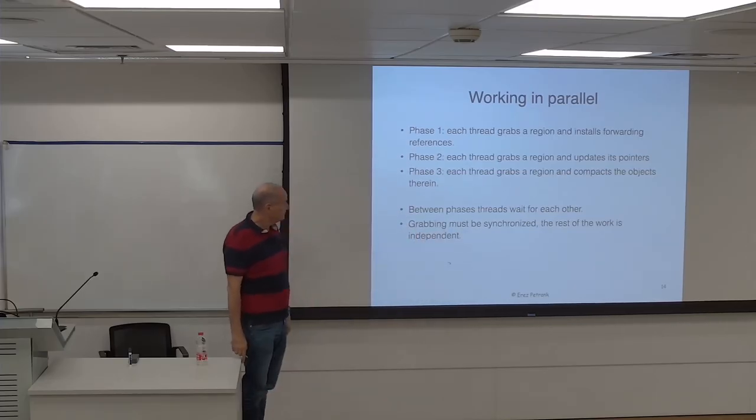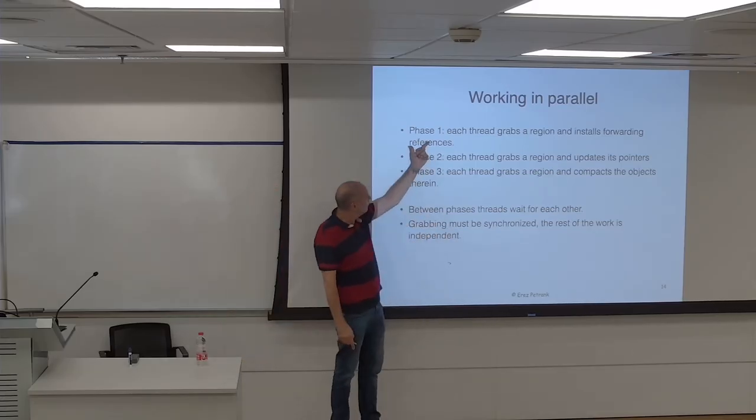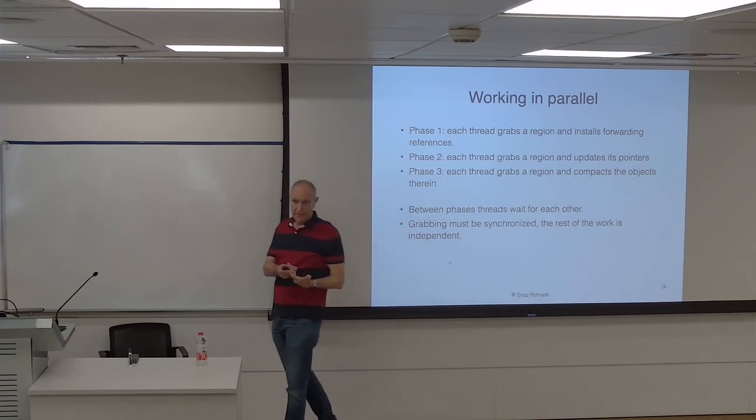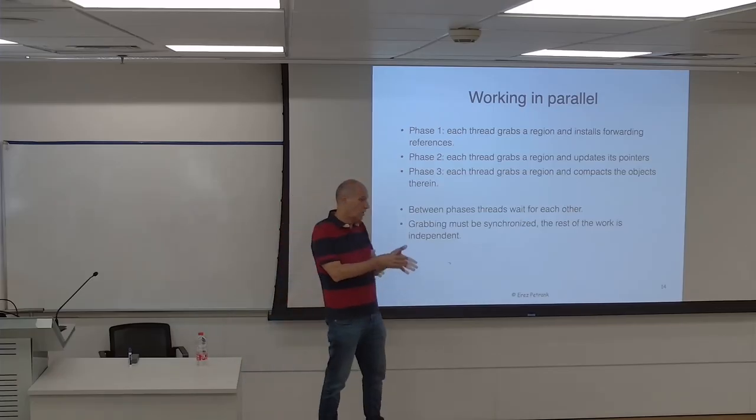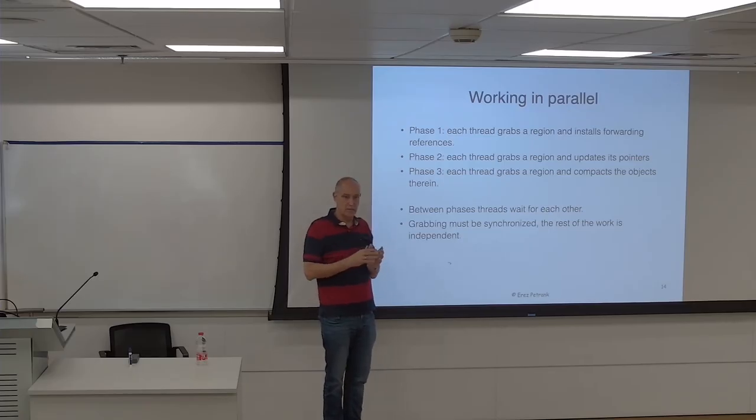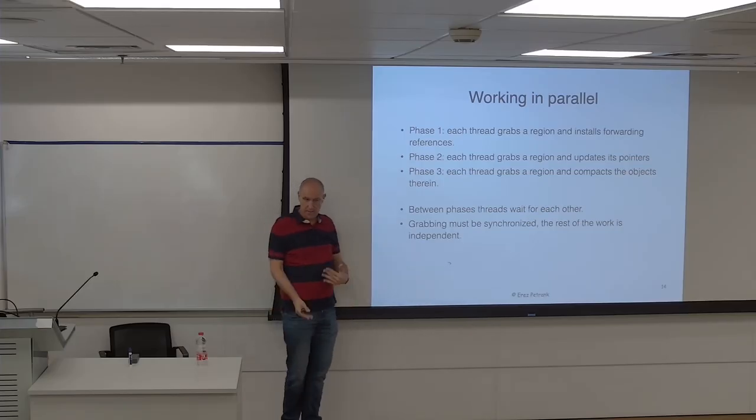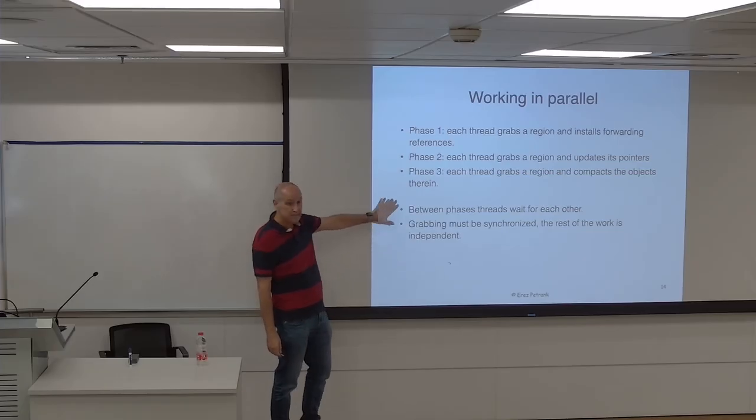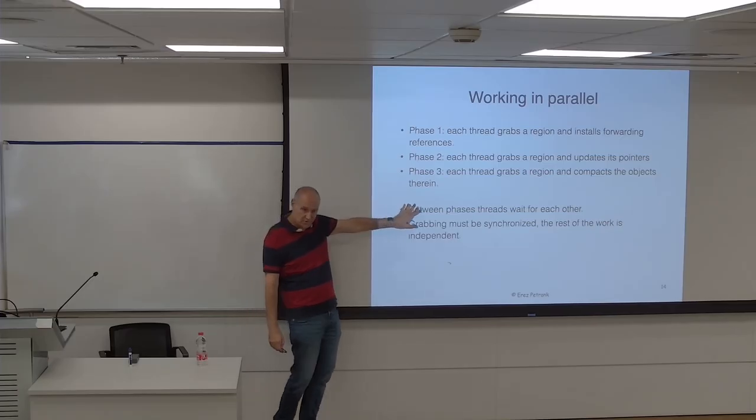Okay, now, when you do a phase, you have to get a region and be responsible for it. For that, you need synchronization between the threads so that each one gets its own region properly. After that, you don't need synchronization. You just work on your region and you don't need to cooperate with other threads. So there's little synchronization, and that's it. That's the basic algorithm. So, any questions on this?